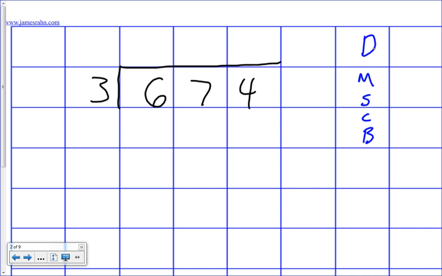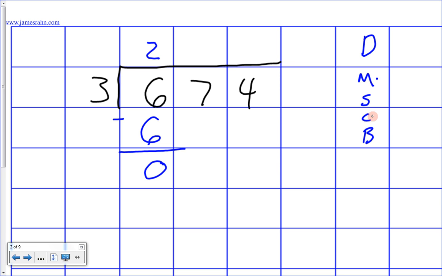So step one, divide. Can 3 go into 6? Or mathematically, you could say is 6 divisible by 3? It is. It can go in twice, so I'm going to put the 2 here. I've divided, so now I'm going to multiply. So 2 times 3 is 6. Subtract. 6 minus 6 is 0.